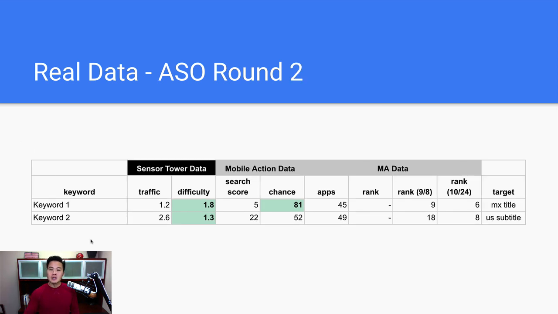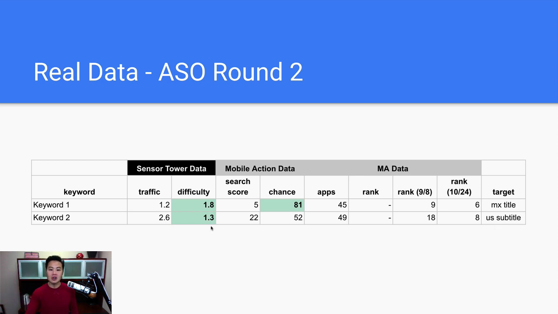Same two keywords, I readjusted. Because I saw that we're 18, I'm like, wow, Sensor Tower was correct, right? Let me move this keyword into the US subtitle. All right, I'm gonna focus on keyword 2 first. So if you guys are just listening to it, definitely watch the YouTube video. But here's what happened. We went to number 8 just by moving it from the US keyword field to the actual subtitle. We jumped 10 spots.